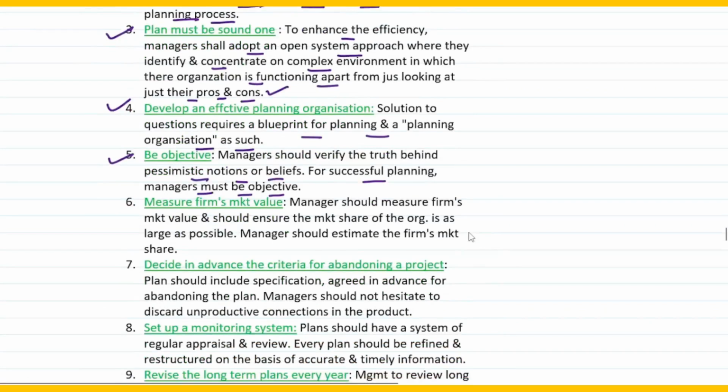You should be able to measure the firm's market value. You should know the firm that you're working in, what its market value is, and the plan should be based on that. So managers should measure the firm's market value and should ensure the market share of the organization is as large as possible. Managers should estimate the firm's market share. Whenever you're making a plan, you should know with respect to your competitors what exactly your market share is, and you should ensure that with the help of the plans you are able to expand your market share, right?